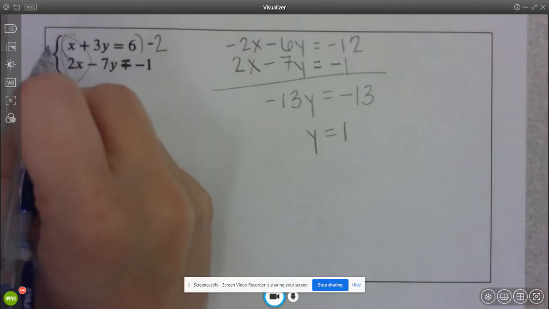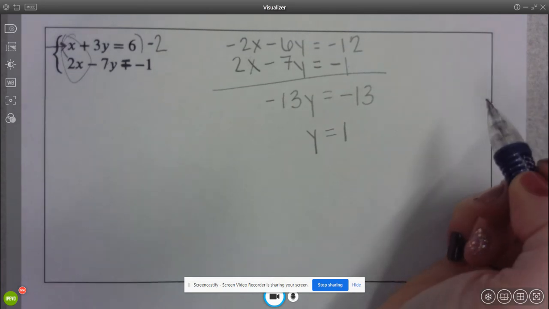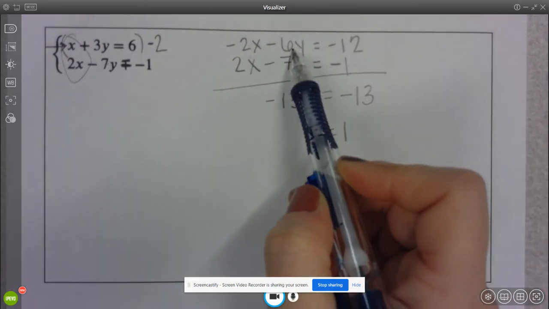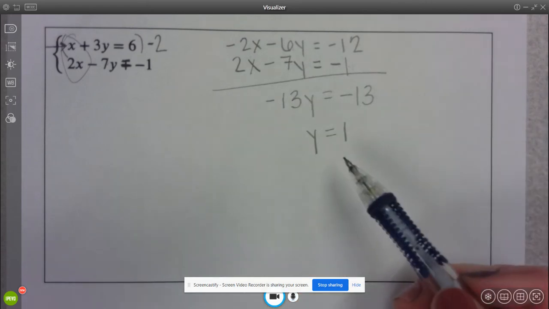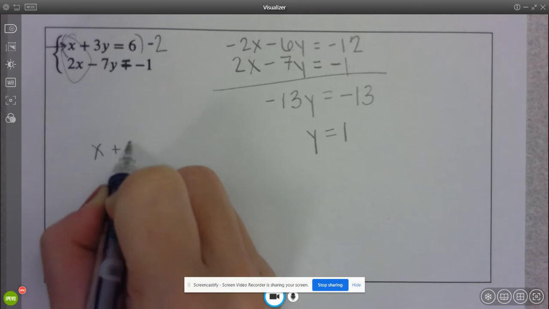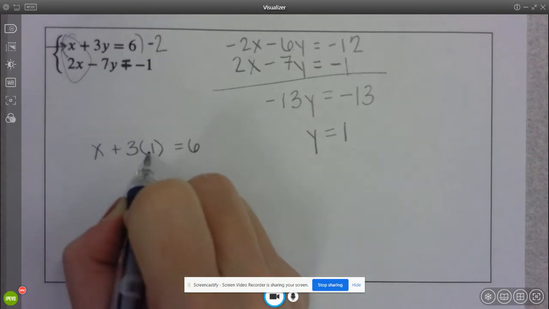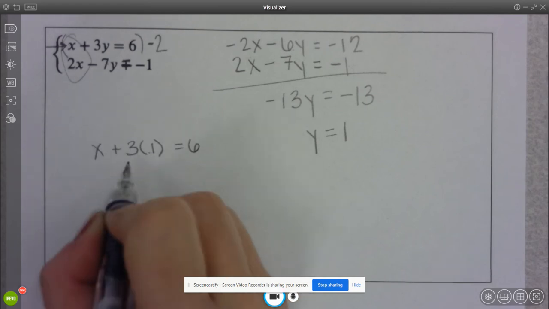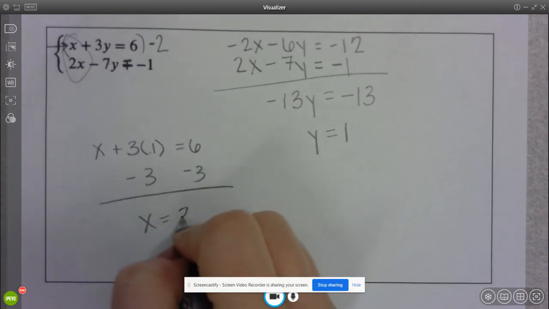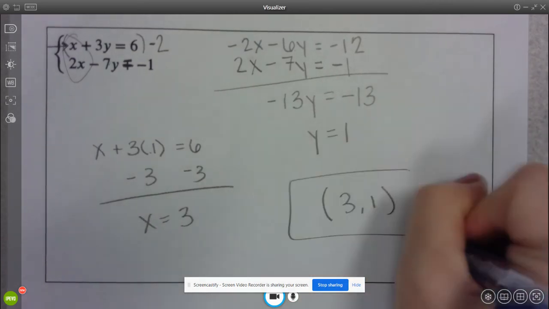Now, I'm actually going to go back to this first equation here to substitute because it has the smallest coefficients. I could use this tweaked equation, but I want the smaller coefficients to find my x value. 3 times 1 makes 3, so I'm going to subtract 3 from both sides. So x would be 3. So this solution here is 3, 1.